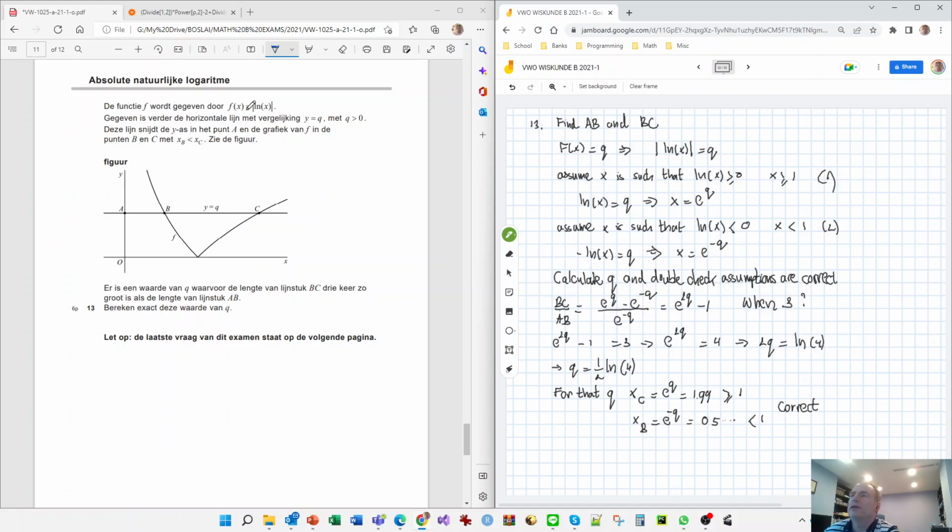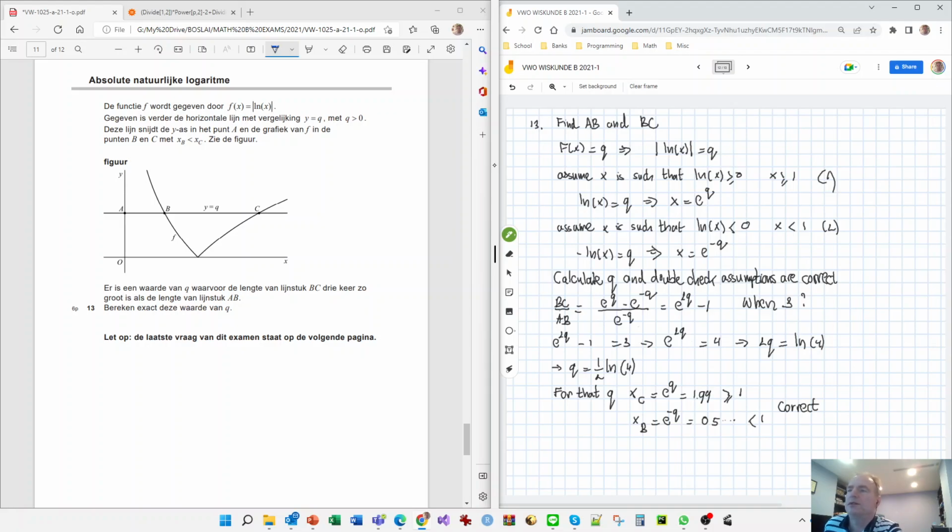We have a function given by the absolute value of a logarithm of x, and the horizontal line y equals q, with q greater than 0. It crosses the y-axis in A, and then the graph in B and C, and xb is less than xc.